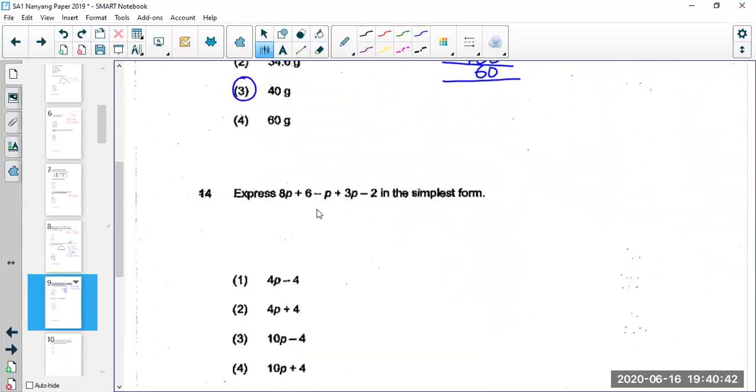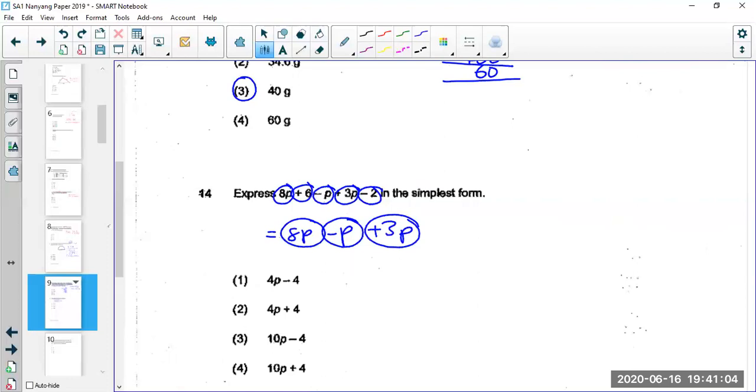Okay, what to do? How to do? Circle, right? Circle the letters. Circle, circle, and you put the same groups together, right? Circle the groups with the same type together, and then you can do your adding and subtraction. So you put the 8p together with minus p plus 3p, right? Put the same group together. And then plus 6, put together with another whole number. See, put the same type together.